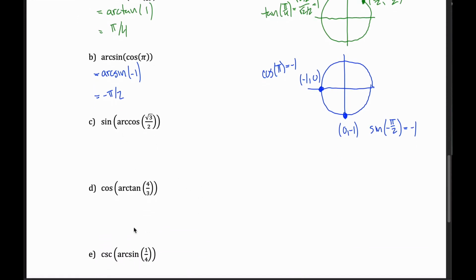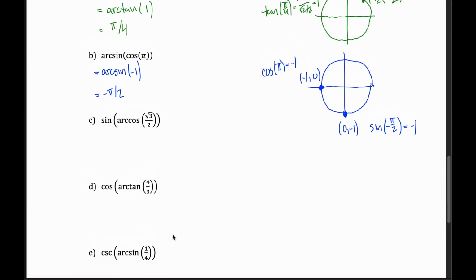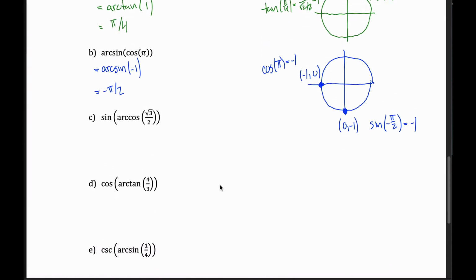For what it's worth, I much prefer C, D, E, and even the extra credit problem to A and B. I just think they're a little bit more natural. You have options in terms of how you solve this, but the way I taught you that I think is the easiest is this substitution method. So what you do is you start out by letting t be equal to whatever the inverse trig function is that you have inside these parentheses. So in this case, the arc cosine of root 3 over 2.